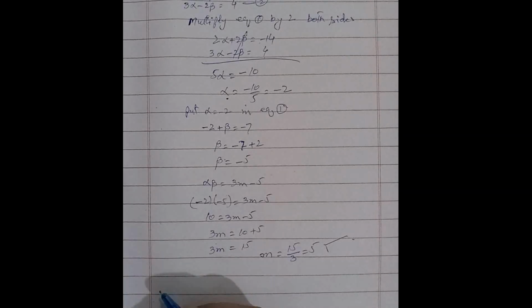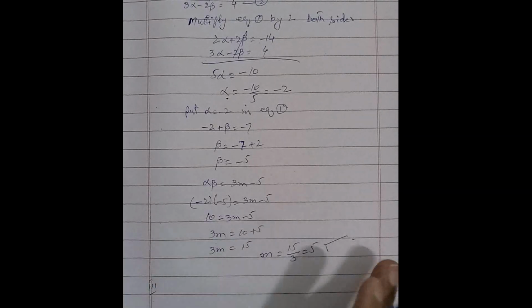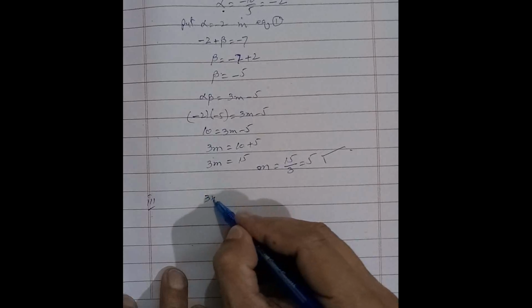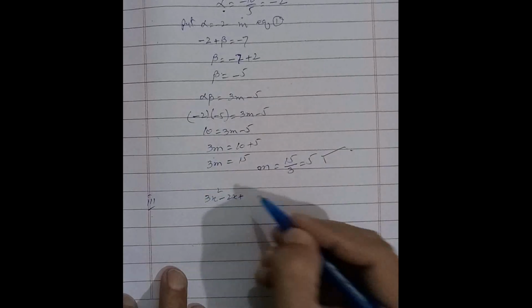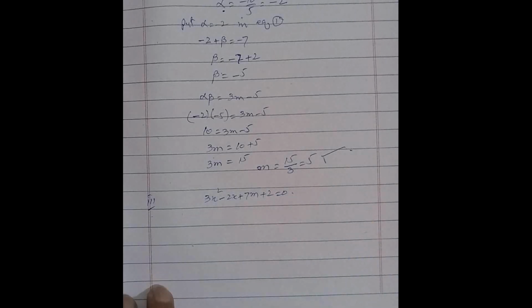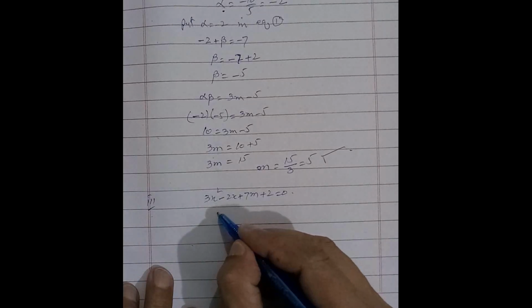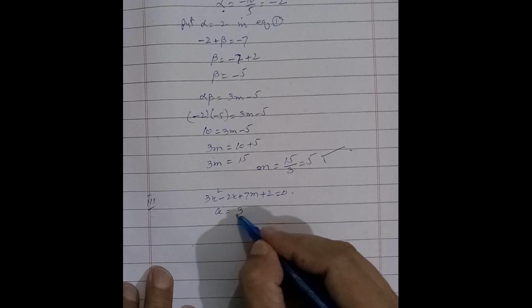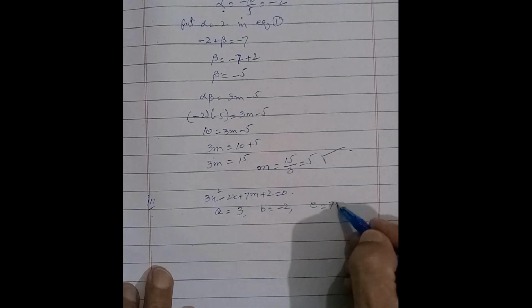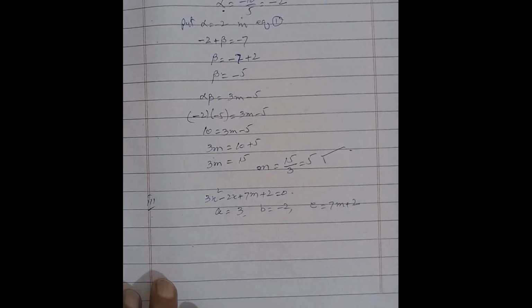And next, the third part of question 5, which is 3x square minus 2x plus 7m plus 2 is equal to 0. And so we find first the roots, sum and product of roots. Before finding, we know a is equal to 3, b is equal to minus 2, and c is equal to 7m plus 2.